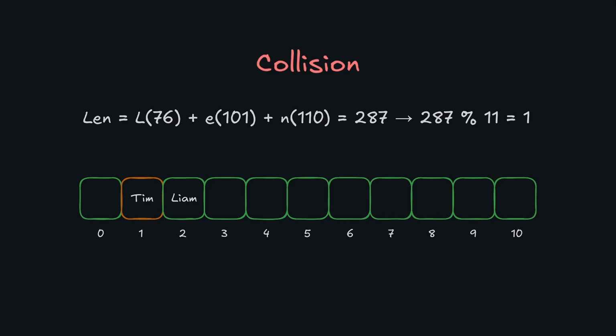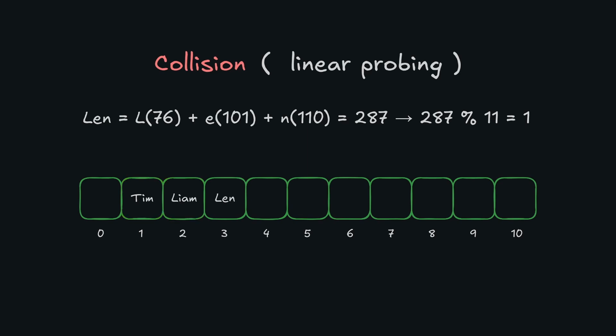There are two common techniques to handle collisions. The first option is linear probing, which is a form of open addressing. In this method, if the calculated index is occupied, we check the next index in the array and continue sequentially until we find an empty slot. Its advantage is that it does not require additional data structures and is simple to implement. However, it can cause primary clustering, which may significantly reduce performance as the load factor increases.